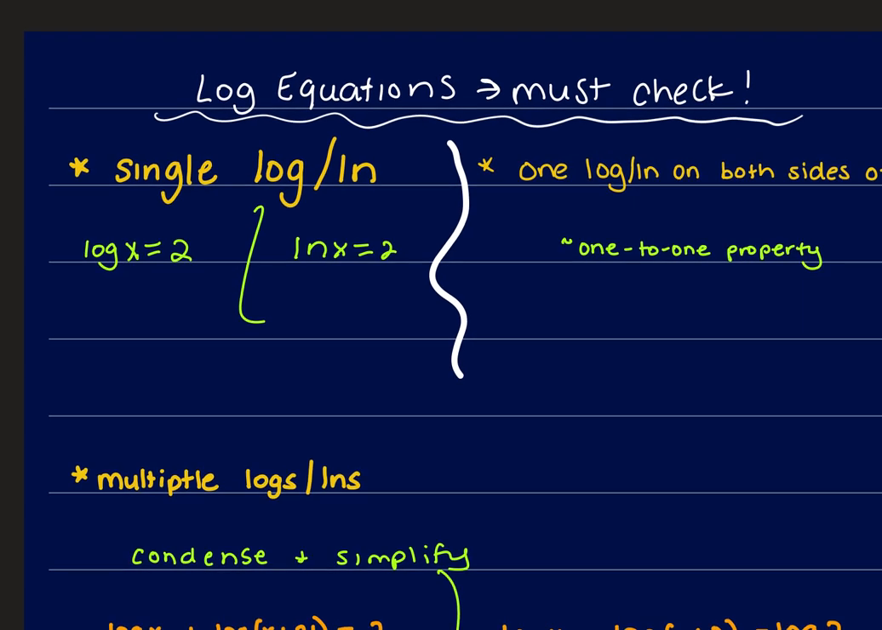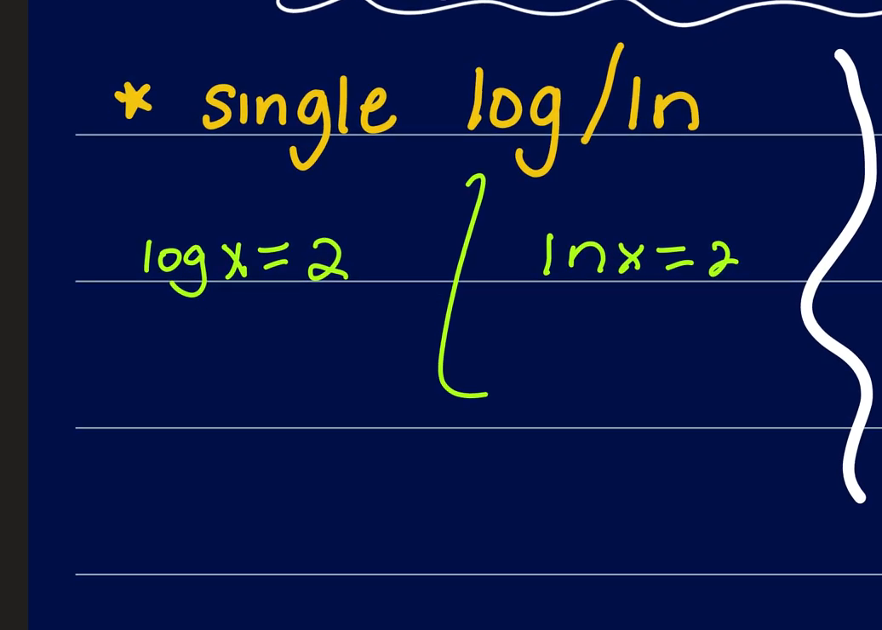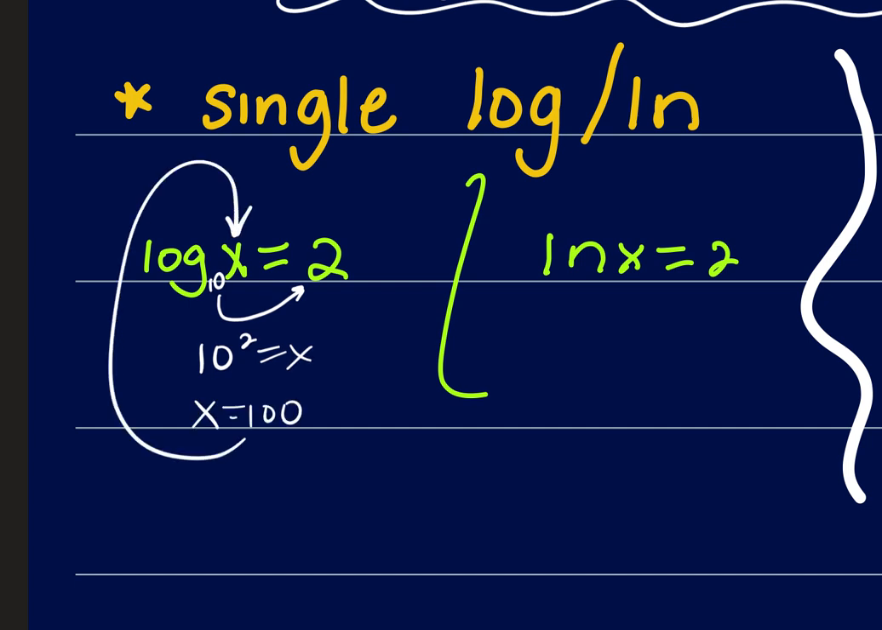So if there's only one log or ln, then we're going to convert to exponential. That's the left side here. So if it said log x equals 2, this is really log base what? 10, good. And then the 10 comes over, picks up the 2, and I get x equals 100. And then I check. If I plug it back in, is what's next to the log bigger than 0? It is, so I get to keep it.